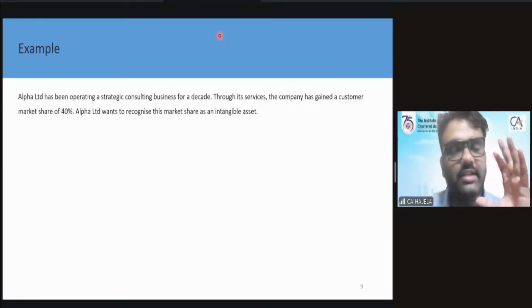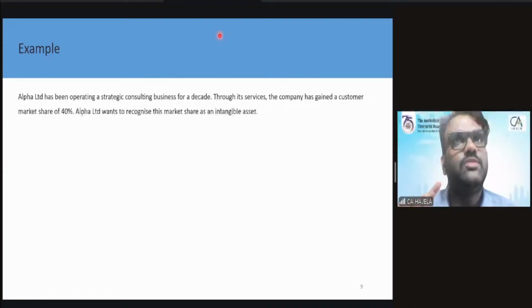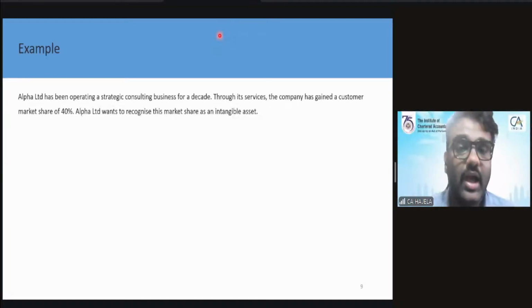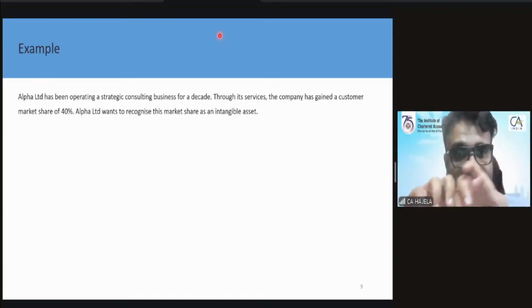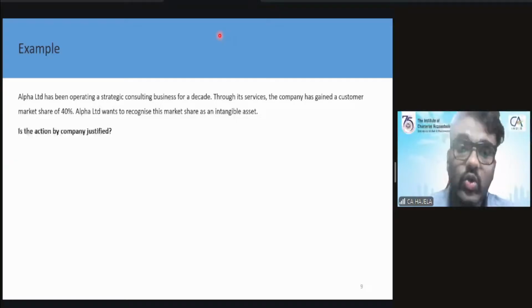Now let us, instead of jumping to the conclusion and answering it, try to apply the principles that we have learned. Is it giving me some sort of economic benefits? Yes, I have a 40% market share. Is it non-monetary and without any substance? All right, this is non-monetary without any substance. But can I sell this market share separately? Can I lease it, license it? Can I sell it on my own whims and fancies? No.